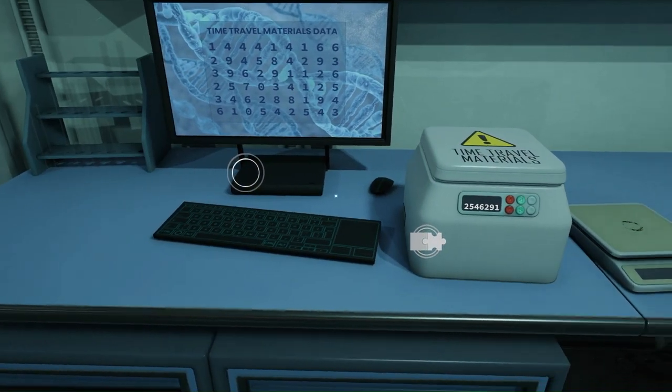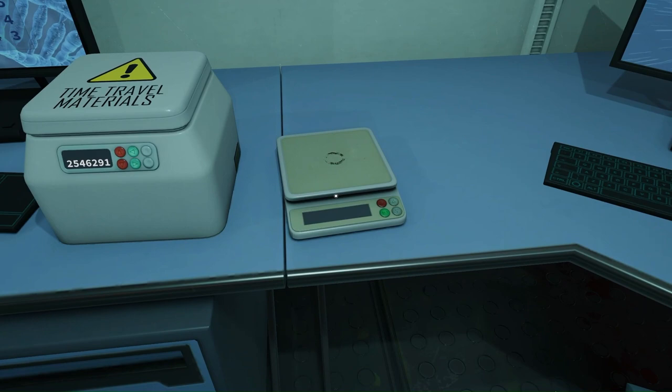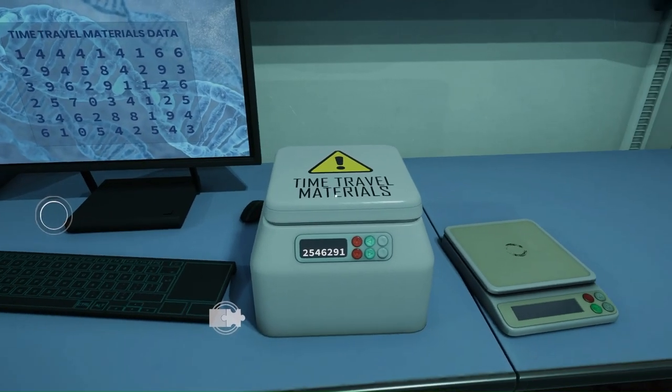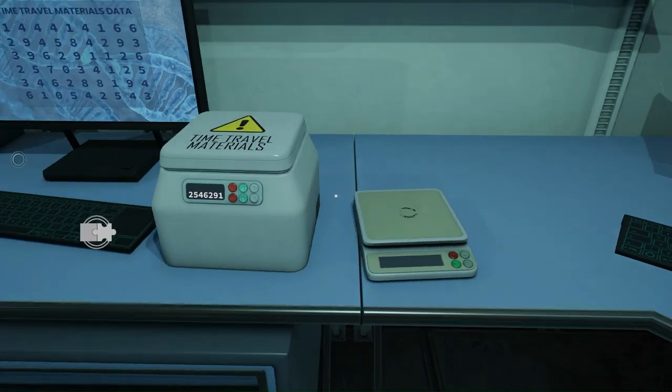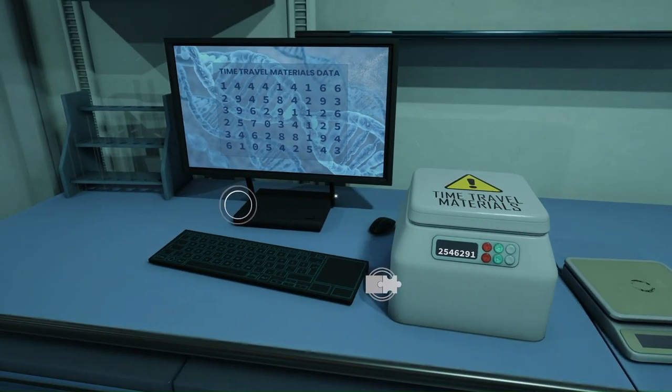But I need to figure this out, because then I've got a scale here. So I'll have to use this material to work out those three, I think. But honestly, I've got nothing. I'm literally looking at this and I've got a blank. I mean, it's 1444141466. No idea what that means. 1233236. No idea what it means.